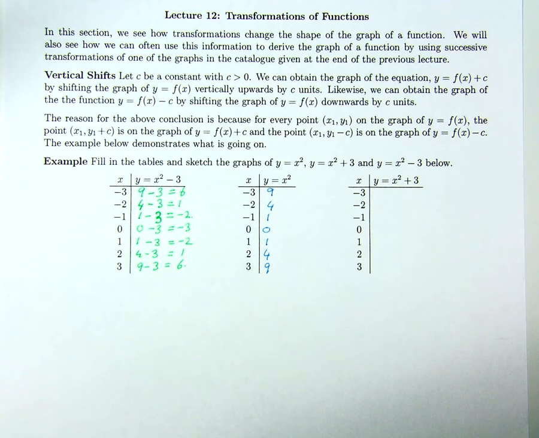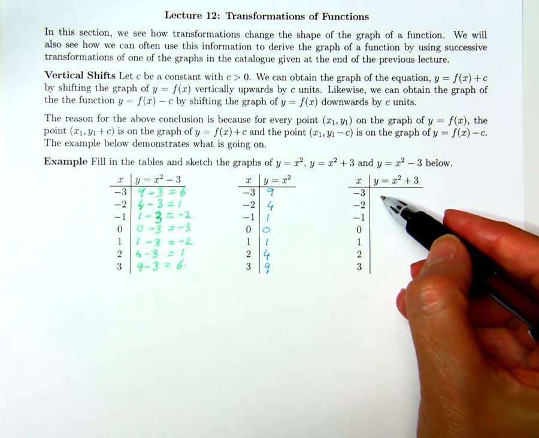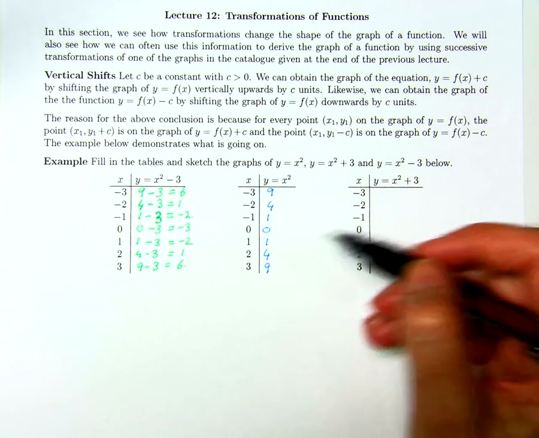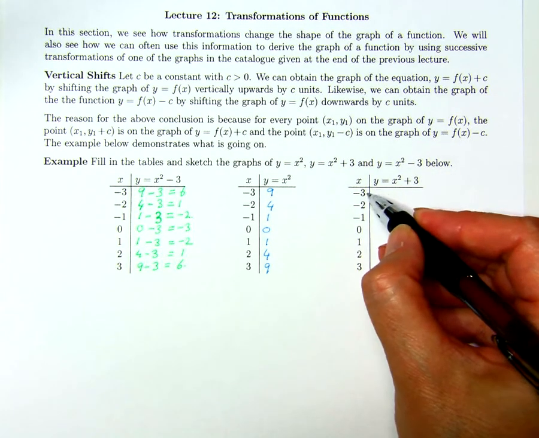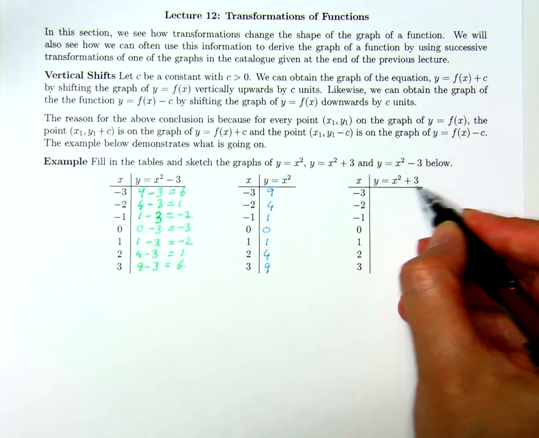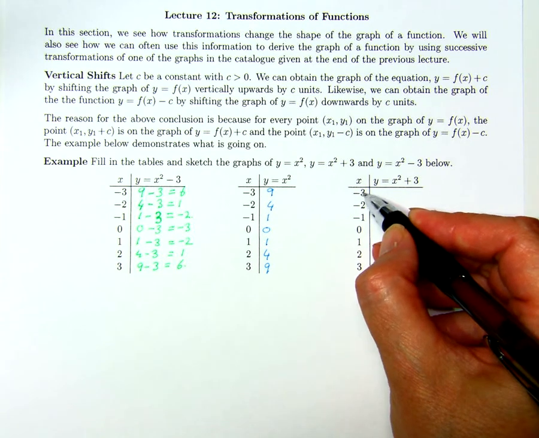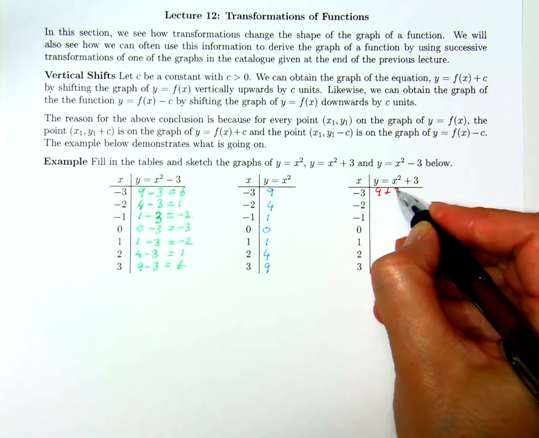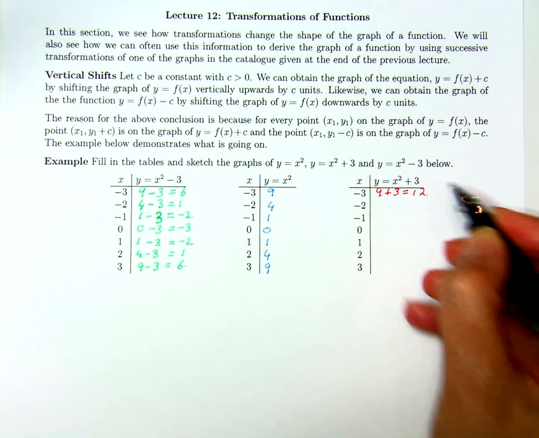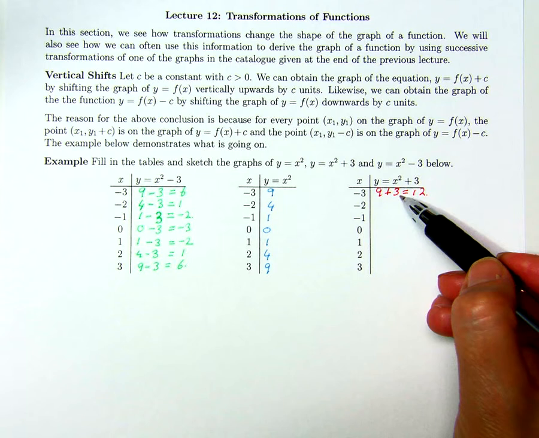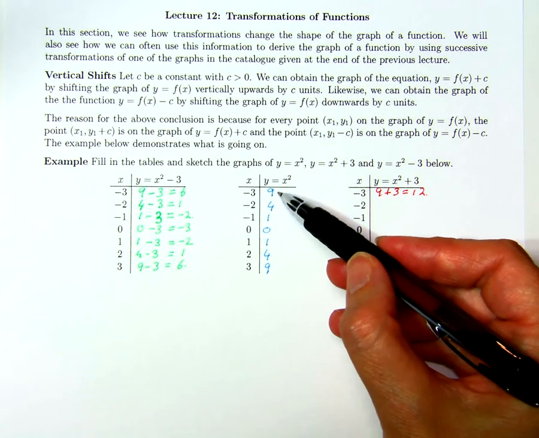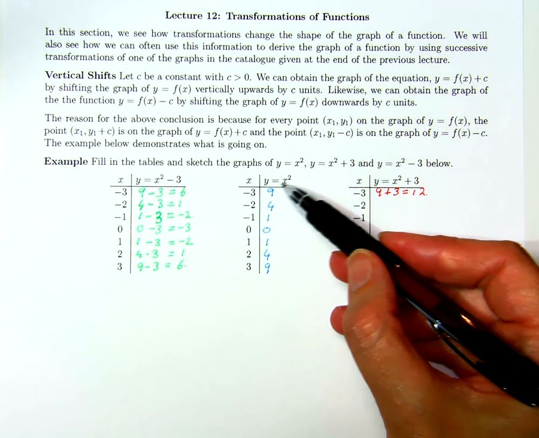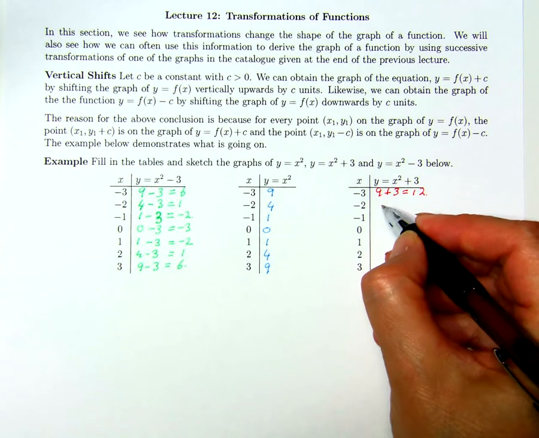And likewise, if we add 3, then we should get that the corresponding y values are 3 points above the y values on this graph. So when y is x squared plus 3 and x is minus 3, then y is 9 plus 3, which is 12. But in particular, it's 3 points above the corresponding point on the graph y equals x squared.